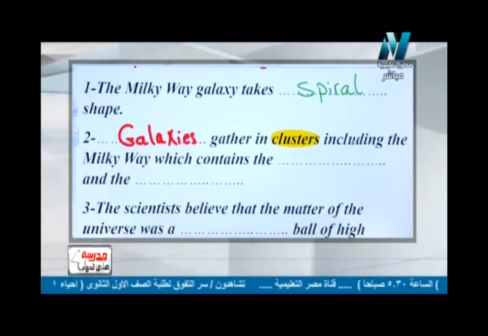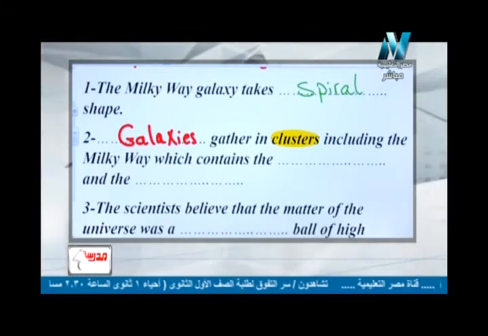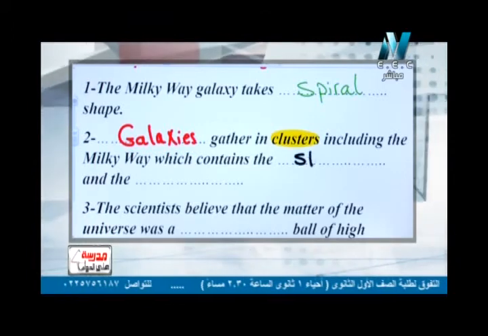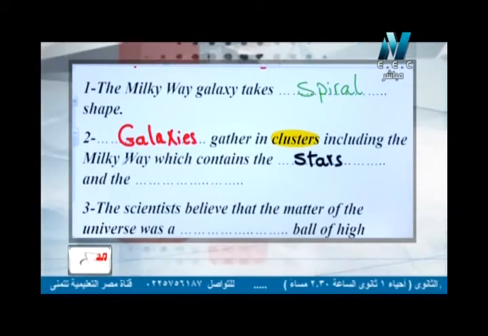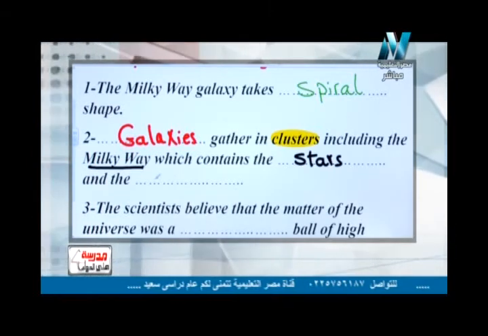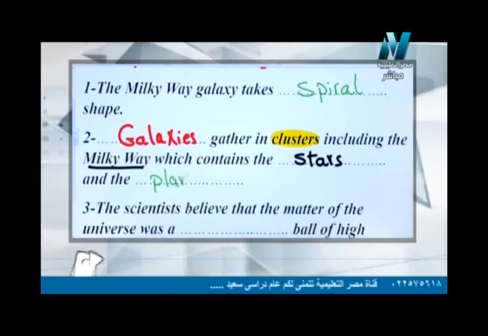Gather in clusters including the Milky Way, which contains the what? The stars. Because he asked what will be in the Milky Way? Stars, and the planets.